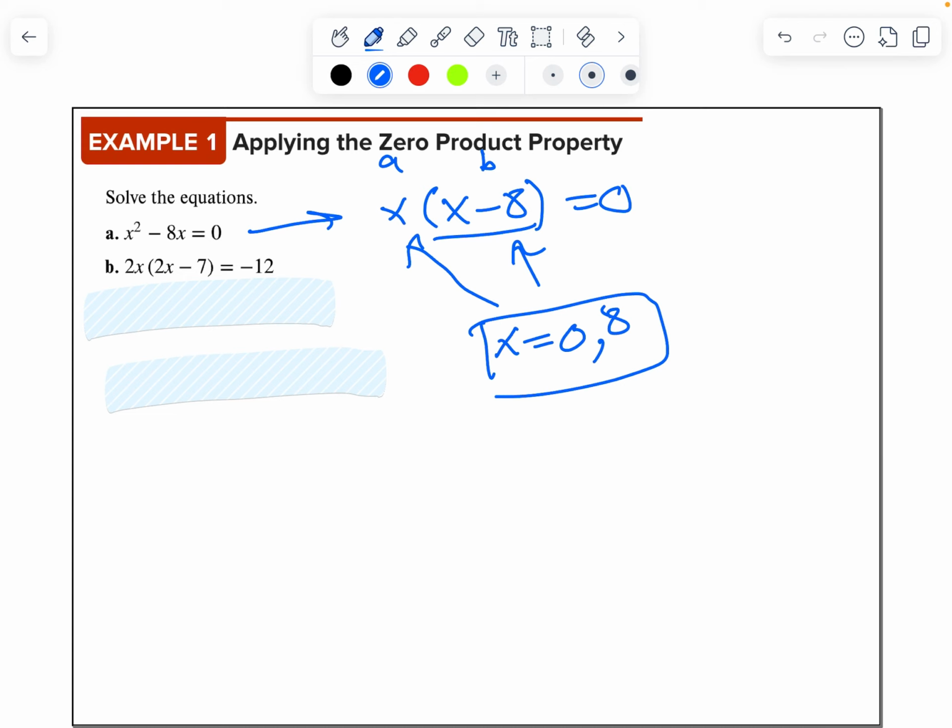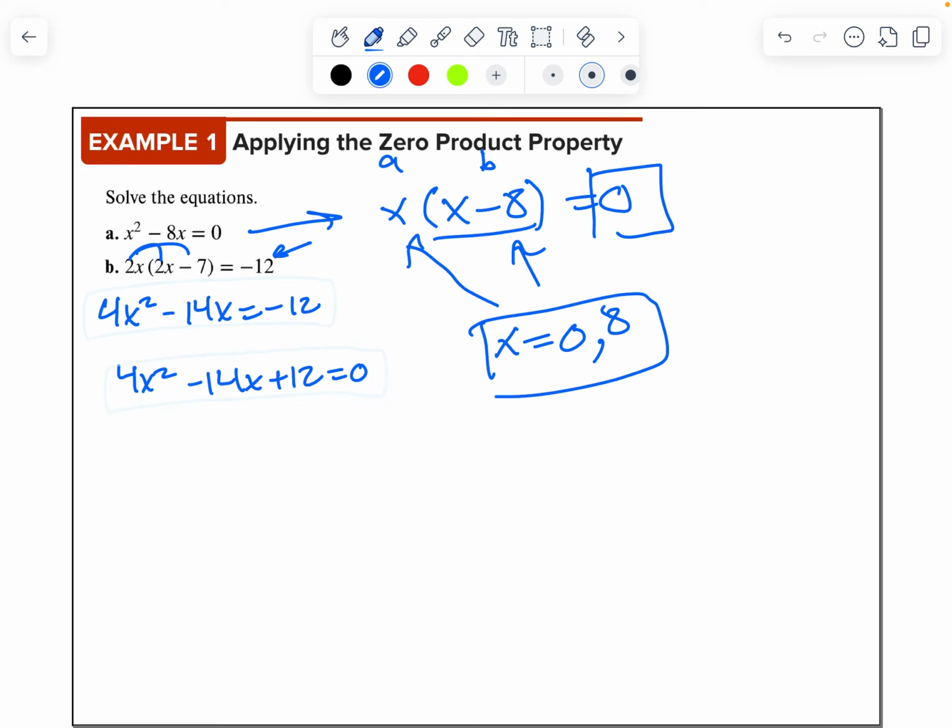The zero product property only works when the whole thing is equal to 0. So in the next question, the first thing we need to do is distribute and move the 12 over to the other side. This is what it looks like when you distribute. This is what it looks like when you move the 12 over to the other side. And you can notice here that everything is divisible by 2, so we can take a 2 out of everything and make that 2x squared minus 7x plus 6 equals 0.